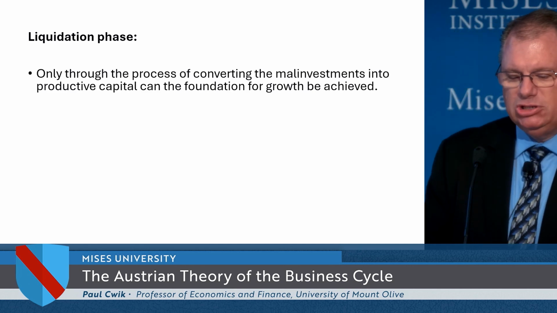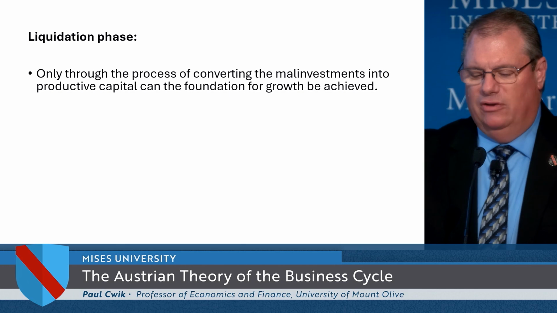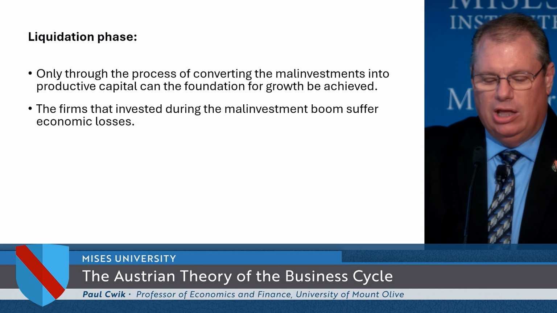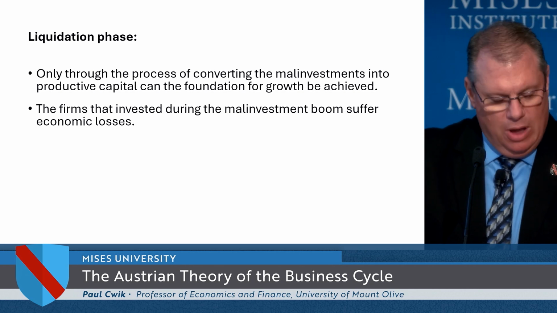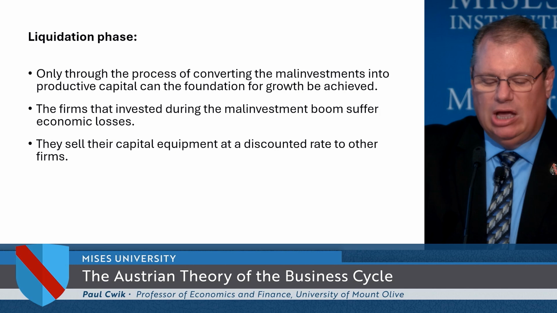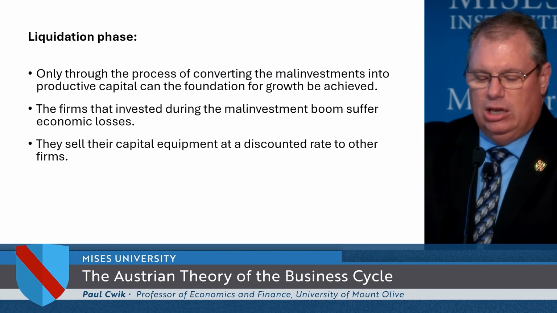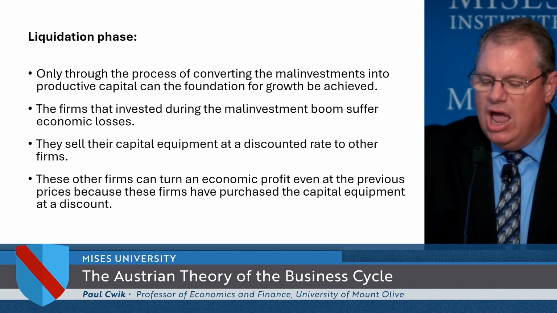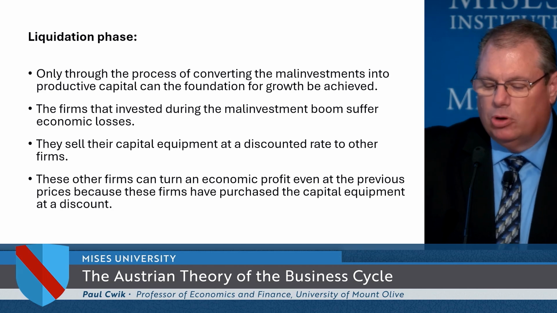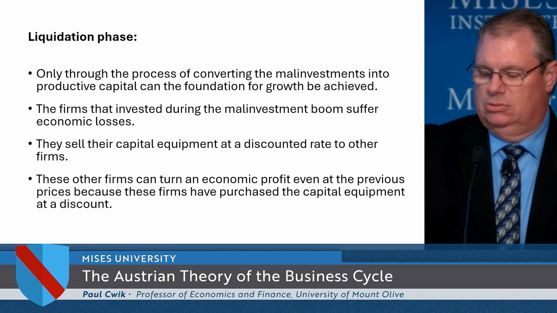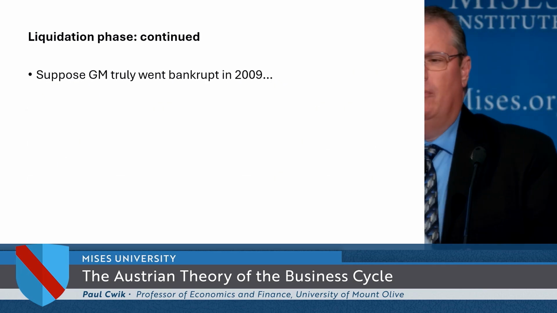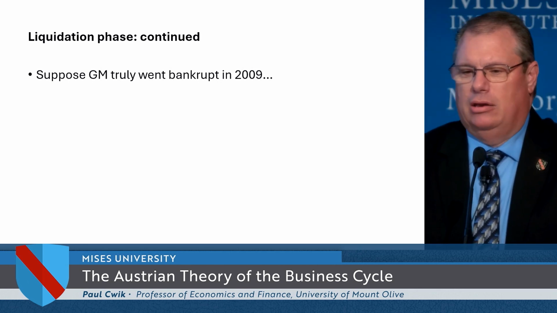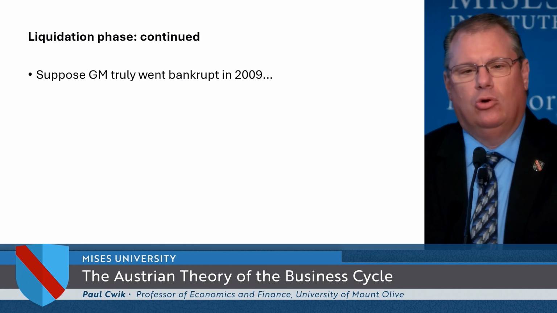So, the liquidation phase. Only through the process of converting the malinvestments into productive capital can the foundation for growth be achieved. The firms that invested during that malinvestment boom are going to suffer the economic losses. They sell their capital equipment at a discounted rate to other firms. And these other firms can then turn an economic profit at the previous prices because they have purchased the capital equipment at a discount. So, suppose GM was truly allowed to go bankrupt in 2009.